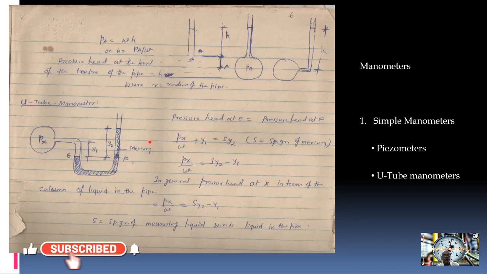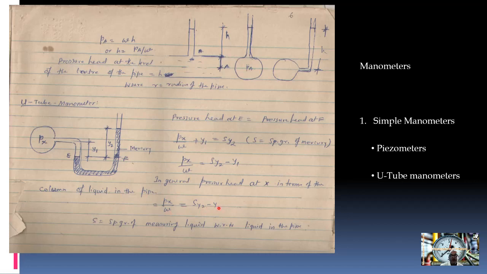So let us say the combination of mercury and water here, and we want to measure the pressure at X. So Px by W is equal to 13.6, because it contains mercury. So 13.6 into Y2 minus Y1 into 1. So the equation will become, in that case, Px by W is equal to 13.6 into Y2 minus Y1. In general, the pressure head at X in terms of the column of liquid in the pipe, Px by W is equal to S Y2 minus Y1.